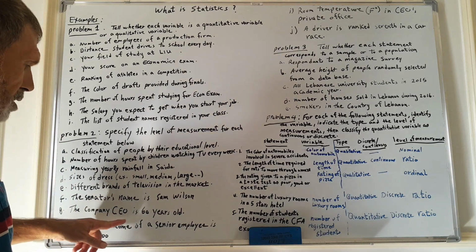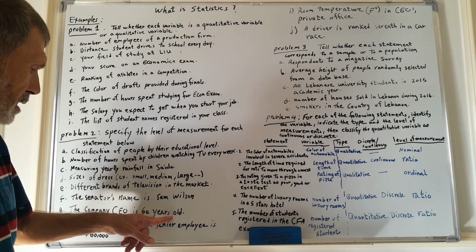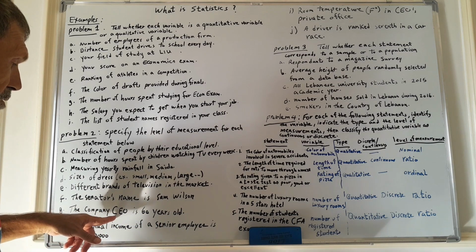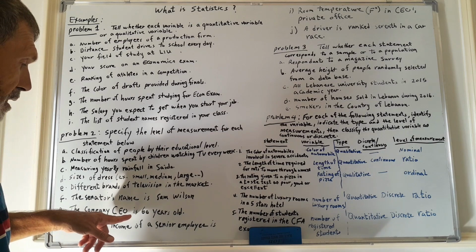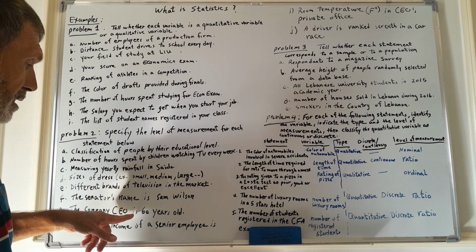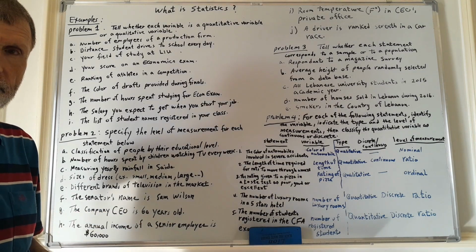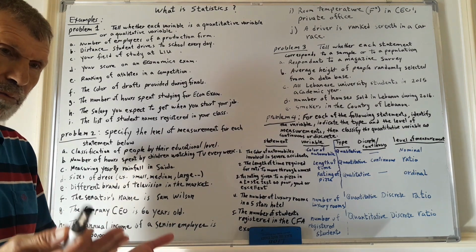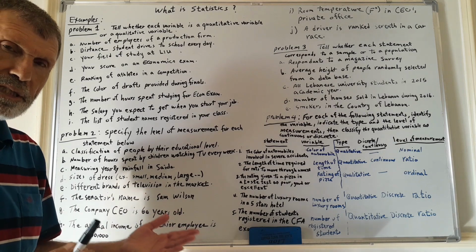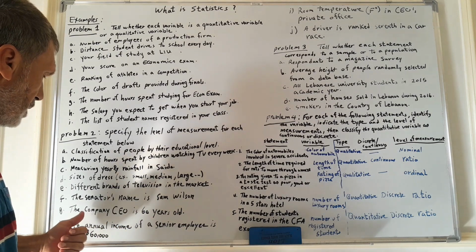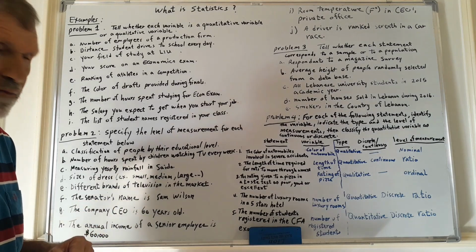The company CEO is 60 years old, and the company CEO was 40 years old last year. Somebody else. So we could talk about a ratio between 60 and 40. Okay, so this is a ratio type of level of measurement.